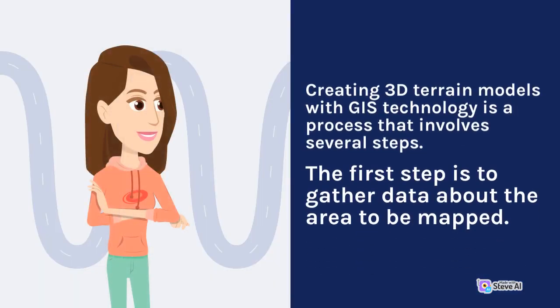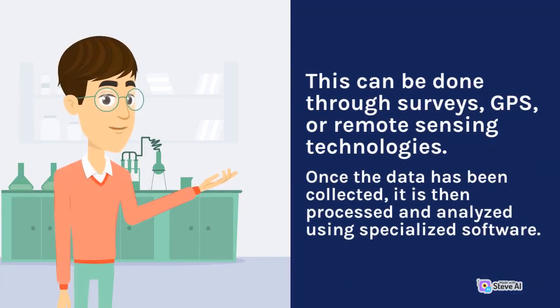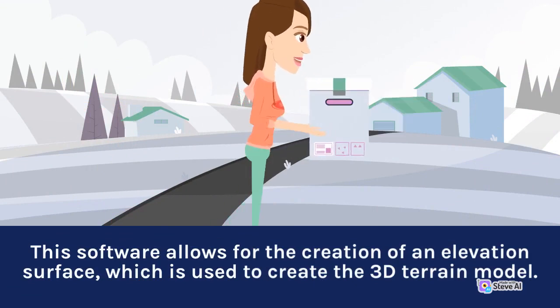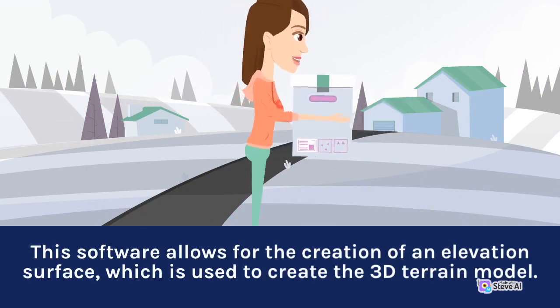Creating 3D terrain models with GIS technology is a process that involves several steps. The first step is to gather data about the area to be mapped. This can be done through surveys, GPS, or remote sensing technologies. Once the data has been collected, it is then processed and analyzed using specialized software. This software allows for the creation of an elevation surface, which is used to create the 3D terrain model.